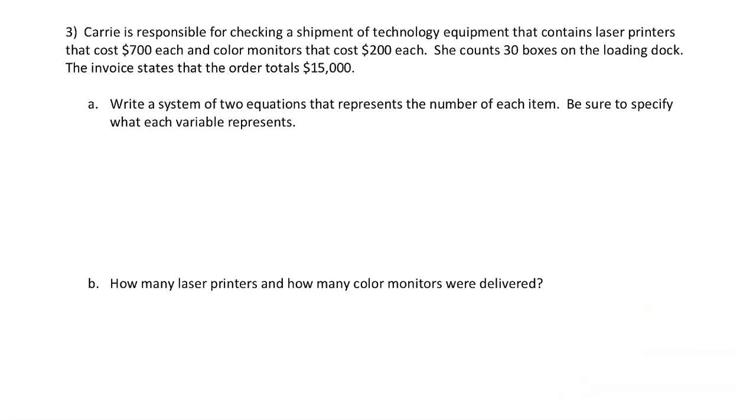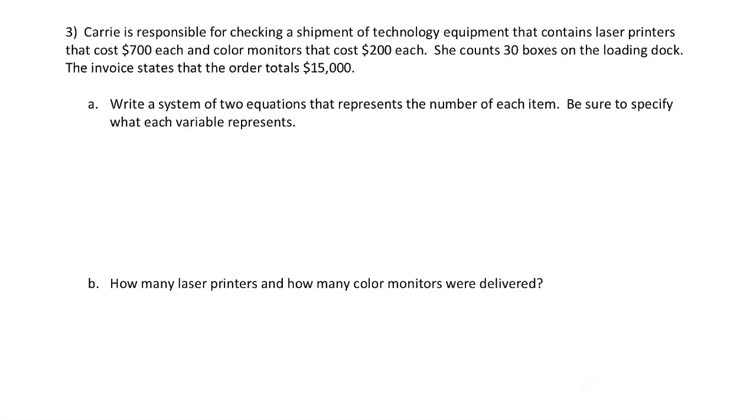Carrie is responsible for checking a shipment of technology equipment that contains laser printers that cost $700 each and color monitors that cost $200 each. She counts 30 boxes on the loading dock. The invoice states that the order totals $15,000. Write a system of 2 equations that represents the number of each item. Be sure to specify what each variable represents.